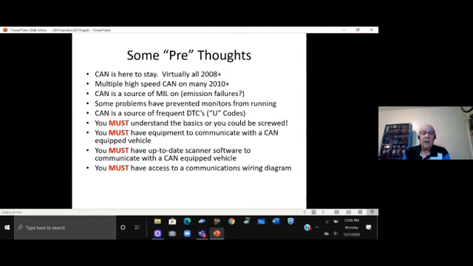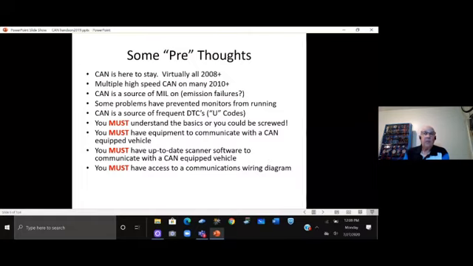I talked a little bit about communication equipment already. What do you need to communicate with a CAN vehicle? Well, you got to have a scanner, you have to have a digital multimeter, and you have to have a two-channel oscilloscope. That scanner has got to be reasonably up to date.